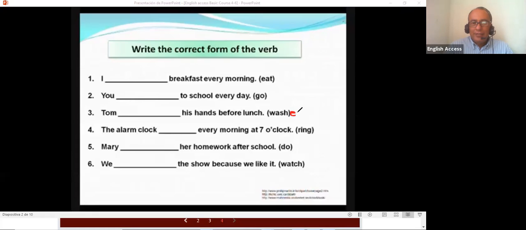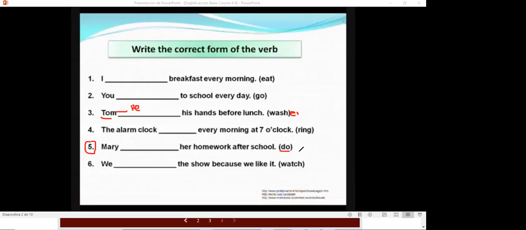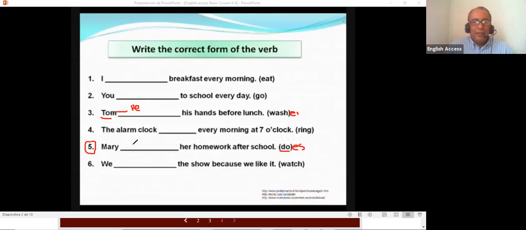We add es at the end of the verb for Tom because in case of Tom, we can use the pronoun he, so it's third person. Number 5, Pacheco. This is for you. Mary does her homework after school. Exactly. Mary does. In this case, can we change Mary for the pronoun she? So it's a third person. Be careful with that. Number 4, Fatima. This is for you, Fatima.